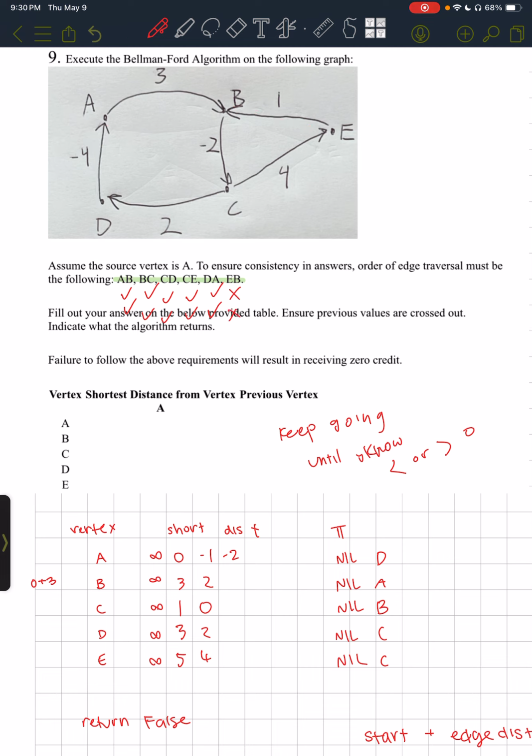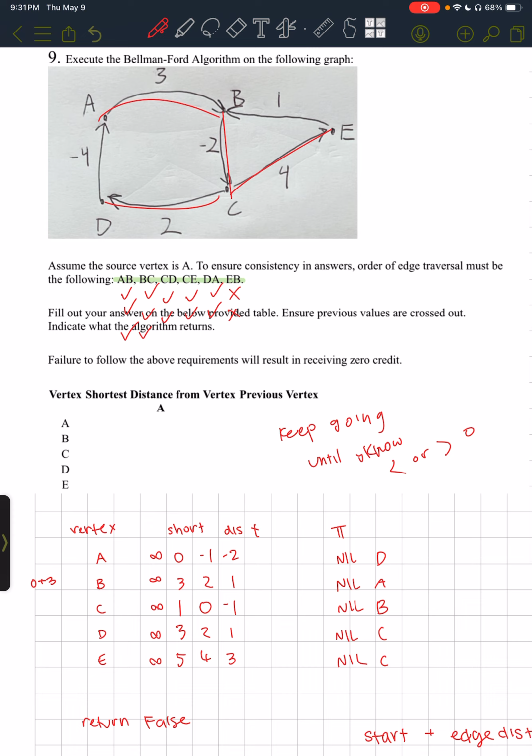All right. Next iteration is A to B again. So 3 plus negative 2, which is 1. B to C, which is negative 2, so 1 minus 2 is negative 1. And then the next one is C to D. C is negative 1 plus 2, which is 1. And then E, which is negative 1 plus 4, which is 3. And you update that because it's less than 4.